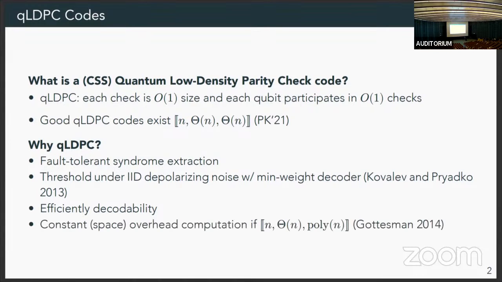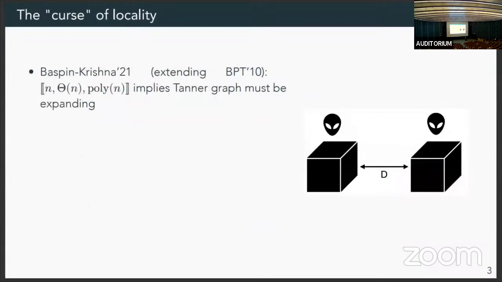Finally, Gottesman showed in 2014 that if we have a code with constant rate and polynomially growing distance, this allows us to do fault-tolerant computation with constant space overhead. So we would really like to see, can we realize this in the setting where we're limited by only geometrically local gates instead of the long-range gates that Gottesman assumed.